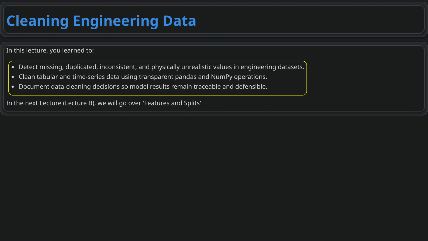In this lecture, you learn to detect missing, duplicated, inconsistent, and physically unrealistic values in engineering datasets, clean tabular and time series data using transparent Pandas and NumPy operations, and document data cleaning decisions so model results remain traceable and defensible. In the next lecture, Lecture B, we will go over features and splits.